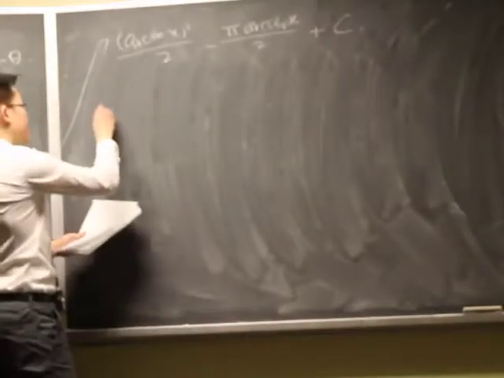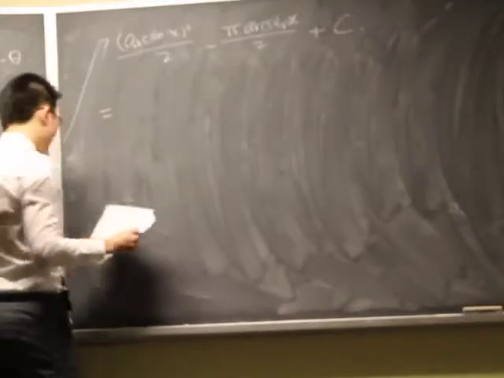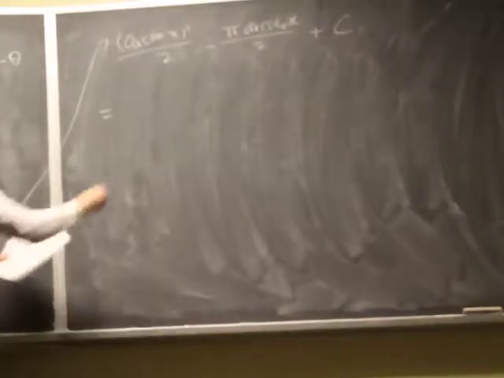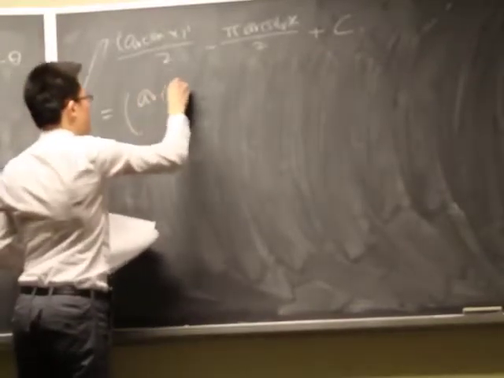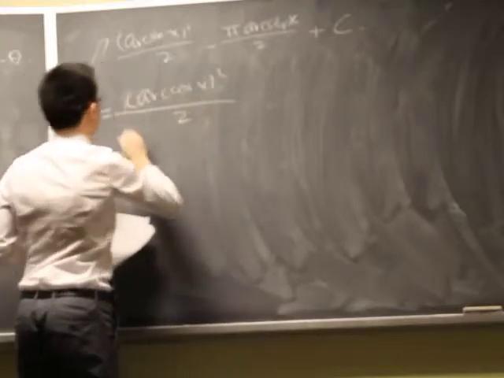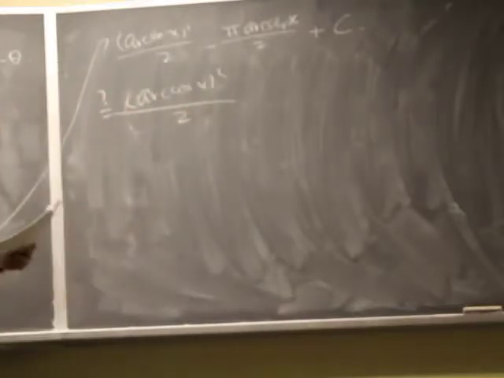But notice that this is different from what I got before by directly integrating it, because I said that arc cos has the derivative negative 1 over square root of 1 minus x squared. So this is just arc cos x squared over 2. So what happened?